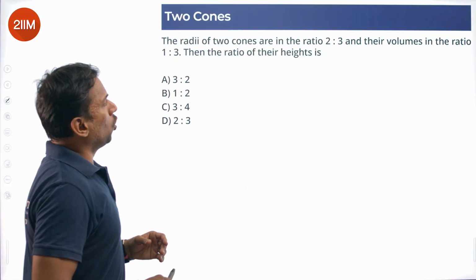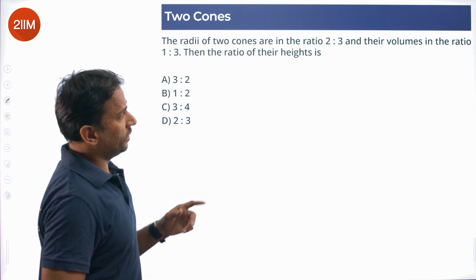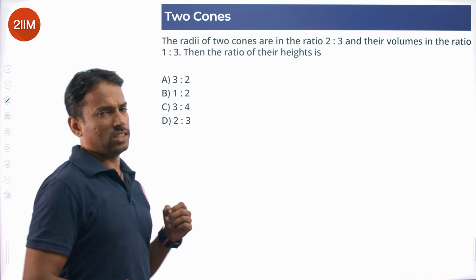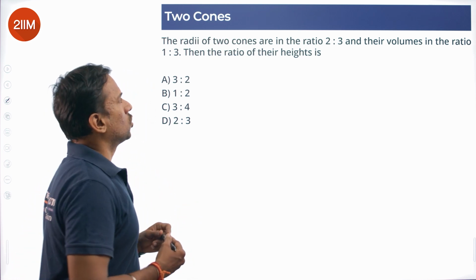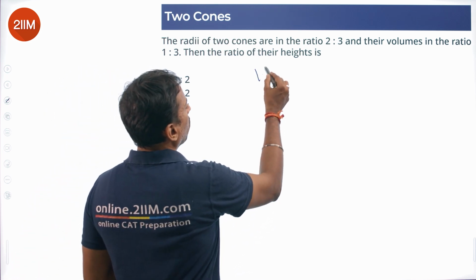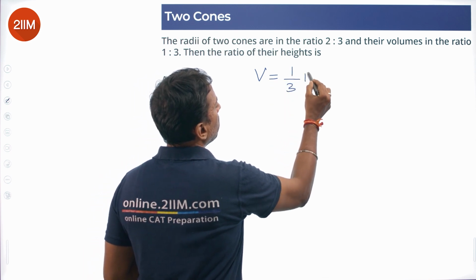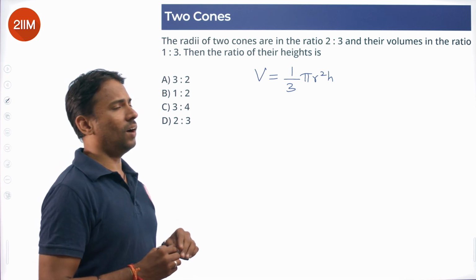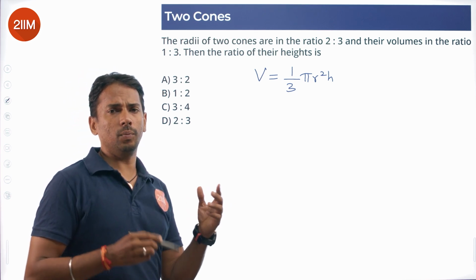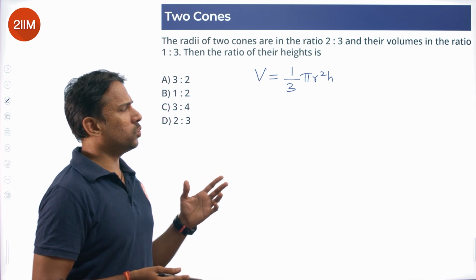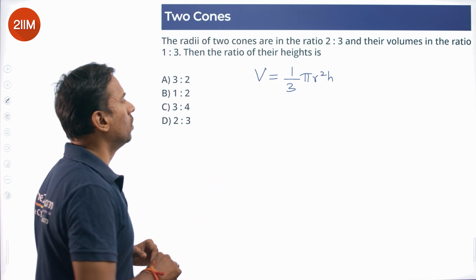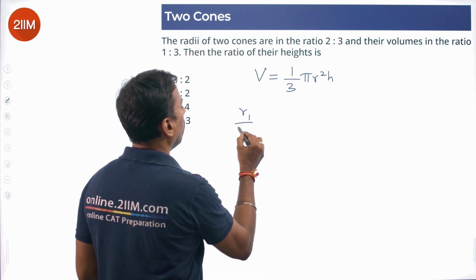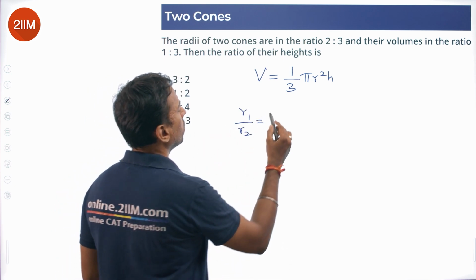The radii of two cones are in the ratio 2:3 and their volumes are in the ratio 1:3. Then the ratio of their heights is what? Simple question. So we should know the volume of a cone. This is going to be 1/3 pi r square h. There are two cones here. So let's have their radii to be r1 and r2, heights to be h1, h2. That's it, simple. So as per the information we have, r1 by r2 is equal to 2/3.